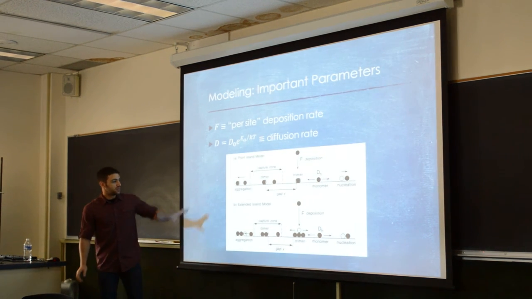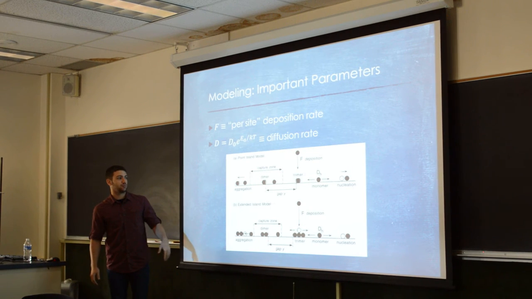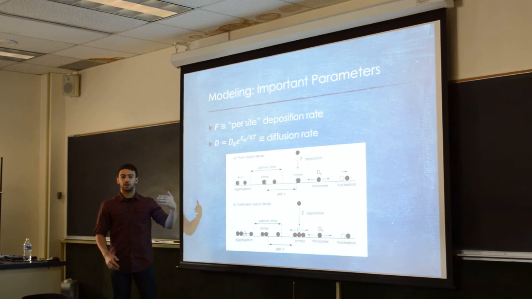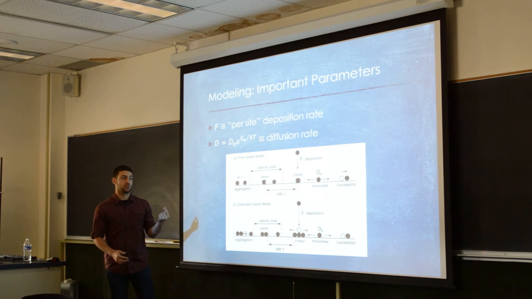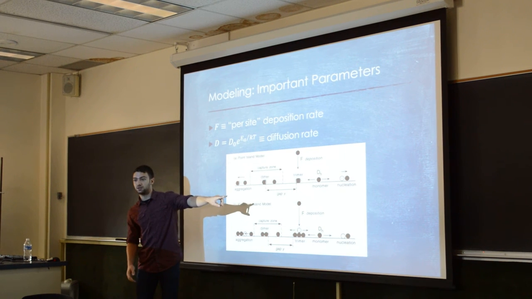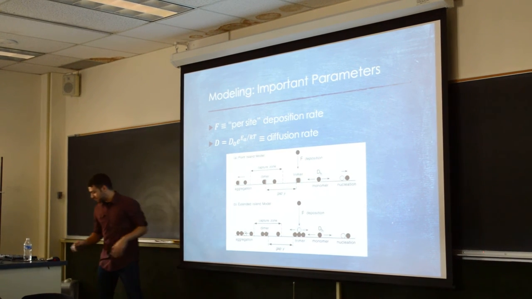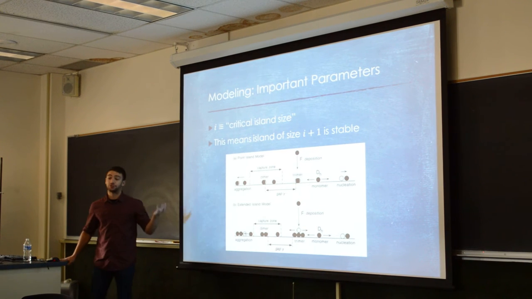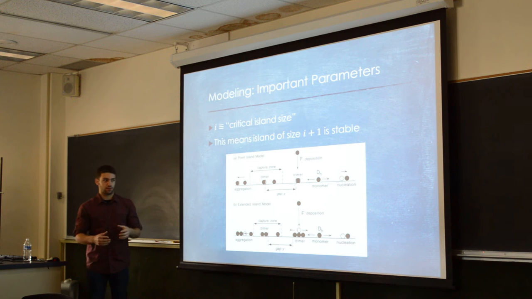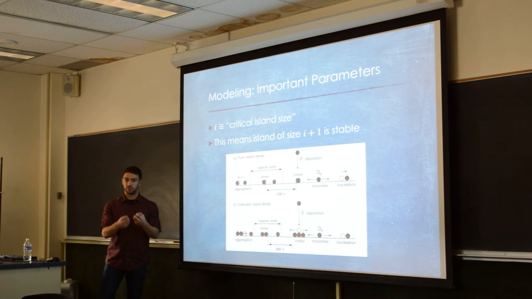This is the model of what's happening. You have things being deposited with some deposition rate we call F. It's actually a deposition rate per site, so it's a deposition flux. And you have things diffusing, bouncing around with some diffusion rate D. One of the key parameters is i, which is called the critical island size. This defines the smallest number of elements, whether they're atoms or molecules or whatever, that form a stable island that no longer moves around, minus one. So i equals one means that a dimer is stable, that two things sticking together is stable, and so forth.